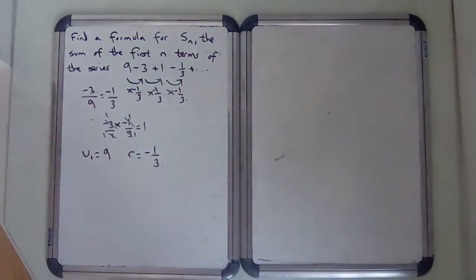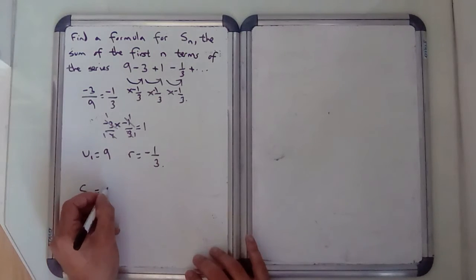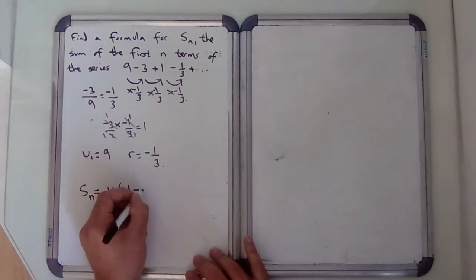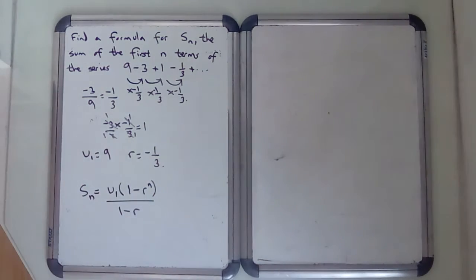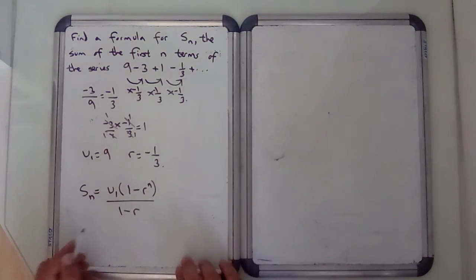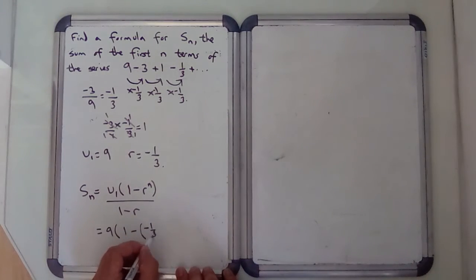So we need a formula for Sn, the first n terms. We go straight to our formula sheet and we see that Sn equals u1 times 1 minus r to the n, over 1 minus r. So we just need to plug in our u1 and r, and n we're just going to leave as n because that's all we have. So that equals 9 times 1 minus minus 1/3 to the power n, all over 1 minus minus 1/3.